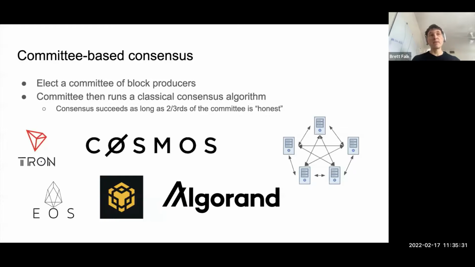And this type of committee-based consensus is used in a lot of protocols. It's used in these delegated proof of stake systems like Tron and EOS. It's used in almost every chain in the Cosmos ecosystem, including the Cosmos Hub. It's used in Algorand and also on the Binance Smart Chain.